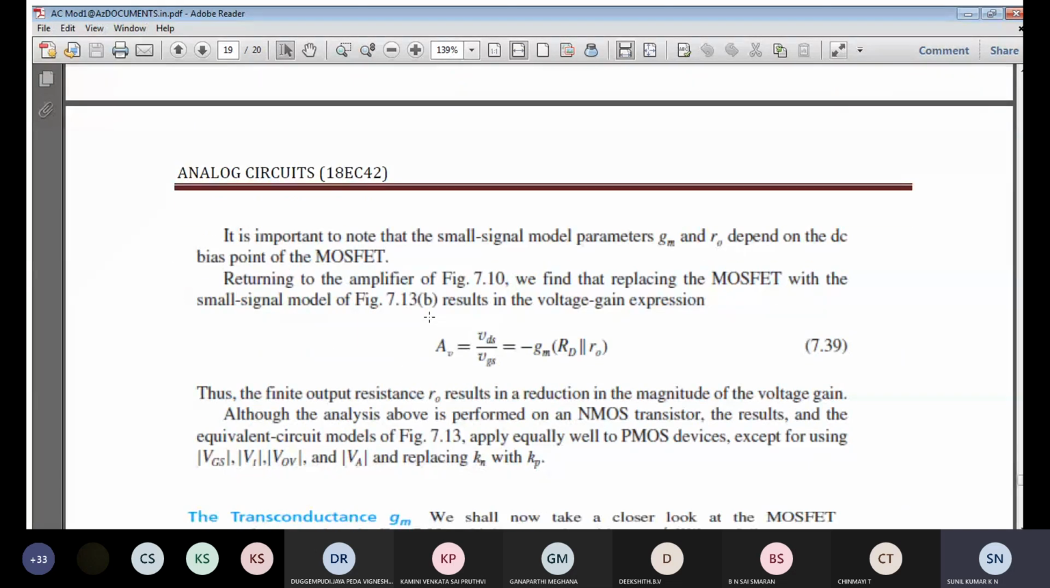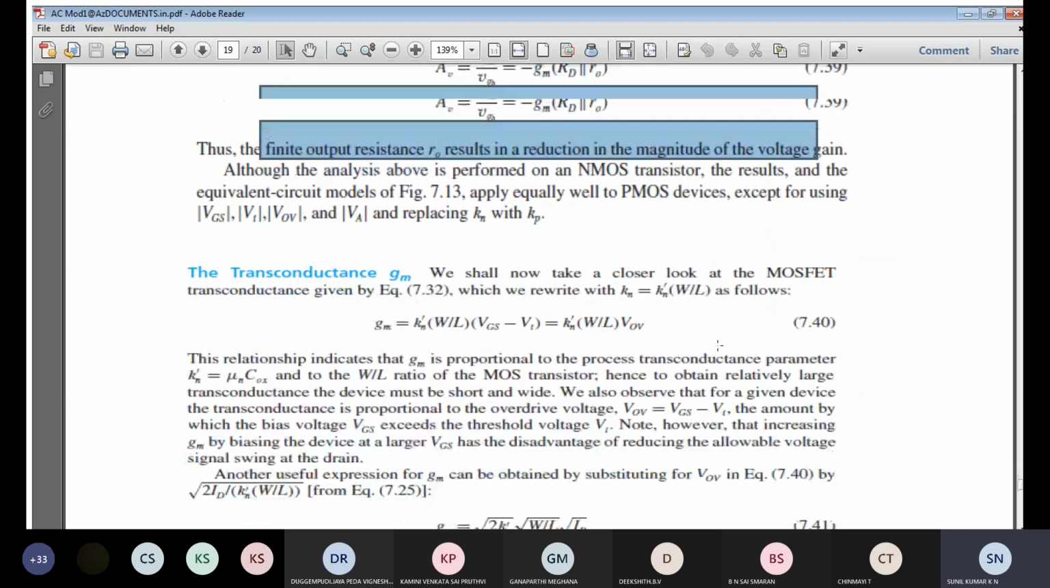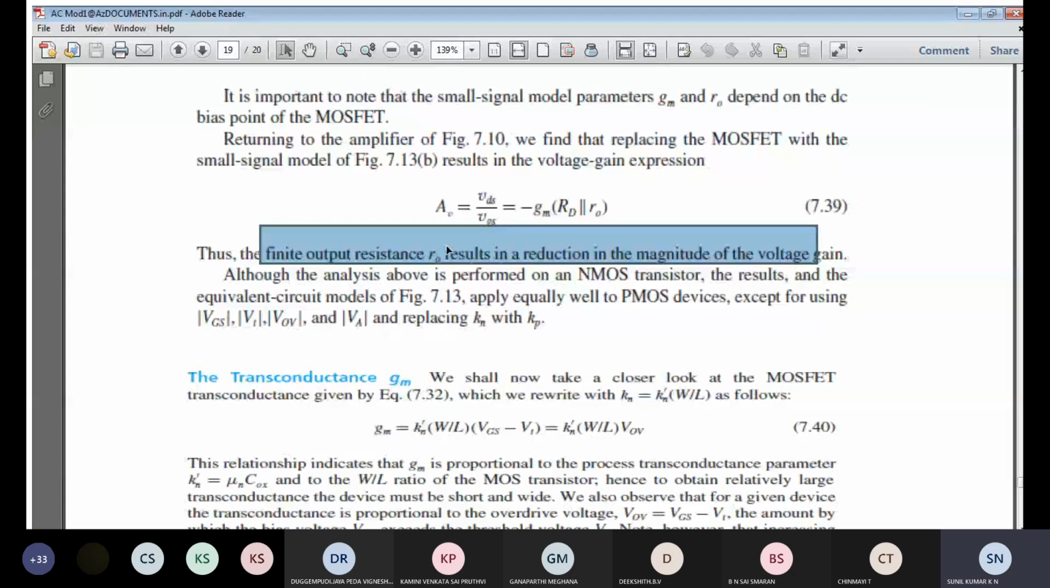Now the gain which has been obtained in the previous session for the small signal gain is the ratio of VDS to VGS, which will be equal to minus GM into RD parallel R naught. So a finite amount of resistance is going to reduce the gain. Hence we can say that including R naught is going to reduce the gain expression. So this is about the small signal voltage gain.